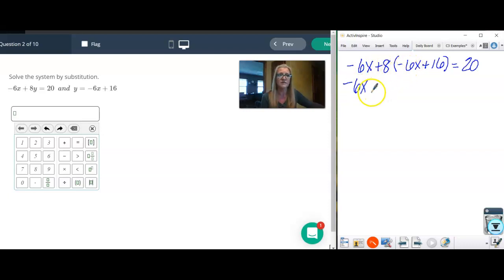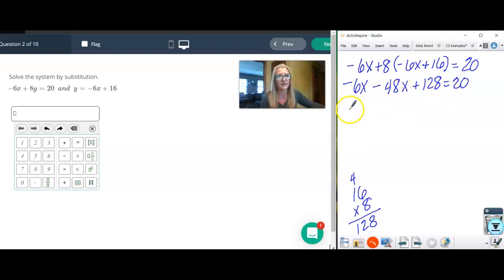Positive 8 times a negative 6 is going to be negative 48x. Positive 8 times positive 16, I have no idea. We'll do it the old-fashioned way. It'll take me forever to find a calculator. 8 times 1 is 8, plus 4 is 12, so it'd be 128. Plus 128 equals 20. Second step would be to combine like terms.